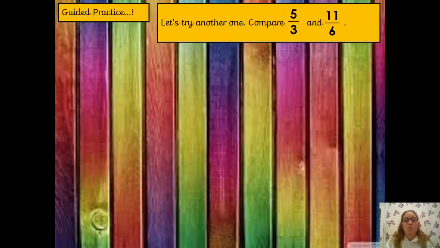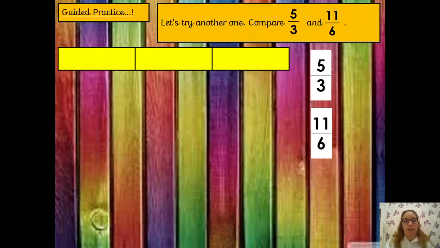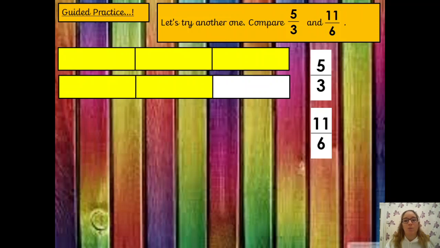Okay, do this one with me, or if you're in the bubble, then do it all together. So let's try another one. We're going to compare 5/3 and 11/6. We've got our denominator, which is 3 for our first bar model, so we need to divide it into 3 equal parts. We're going to shade 5 of those equal parts because that is our fraction, 5 out of the 3. Now 3 is 1 whole, and then you've got 2 left over.